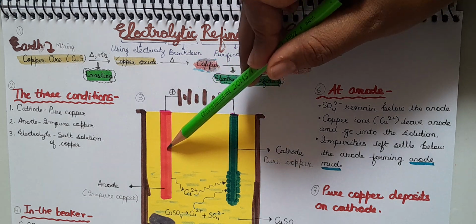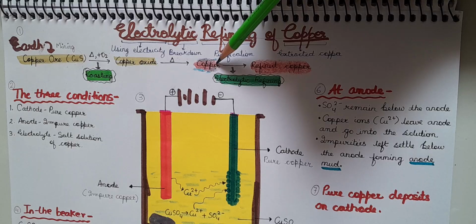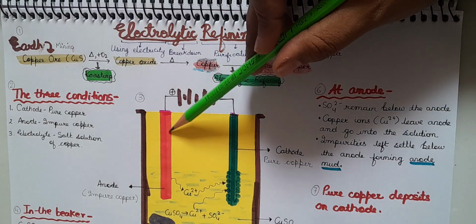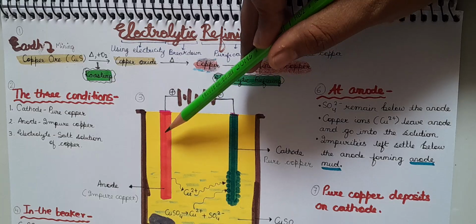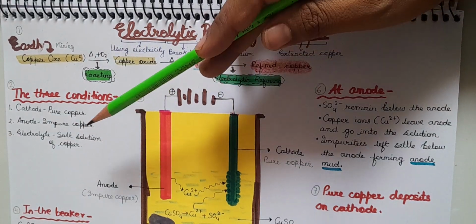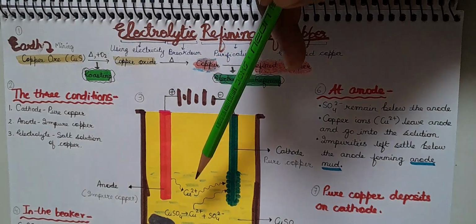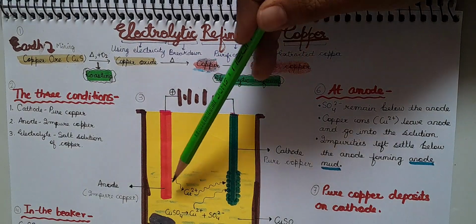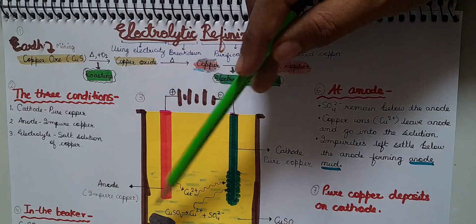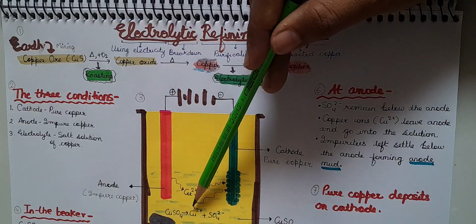ये impure copper हमारे पास कहाँ से आ रहा है? इस स्टेज से. मतलब कॉपर ऑक्साइड को हीट करने के बाद जो कॉपर बना, that is impure copper. We are placing it here as an electrode. Electrolyte, a salt solution of copper. अब इस कंटेनर में हम इलेक्ट्रोलाइट कौन सा फिल करेंगे? इस कंटेनर में हम एक ऐसे सॉल्ट का सॉल्यूशन लेंगे जिसके अंदर कॉपर प्रेजेंट हो. So the best electrolyte is copper sulfate.